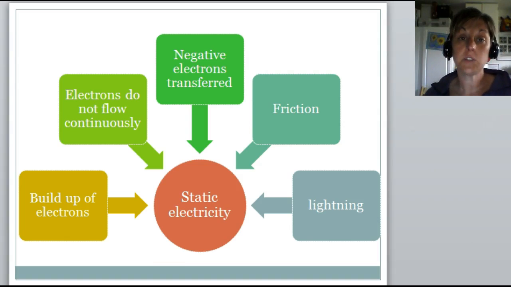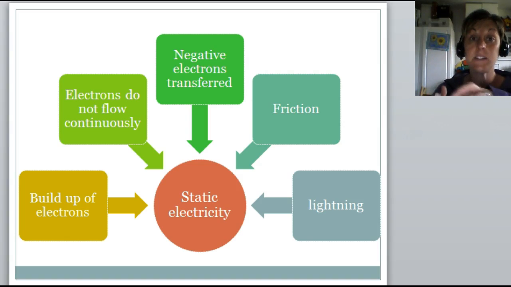So static electricity, what is it? Static electricity is the buildup of electrons. Those electrons will build up on an object. The electrons don't flow, they stay static, they stay in place, they don't flow continuously. Between two objects, those negative electrons will be transferred. One way that static electricity is created is through friction, and lightning is an extreme example of static electricity.